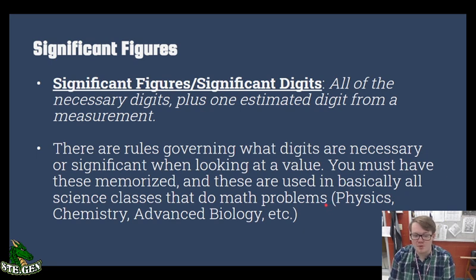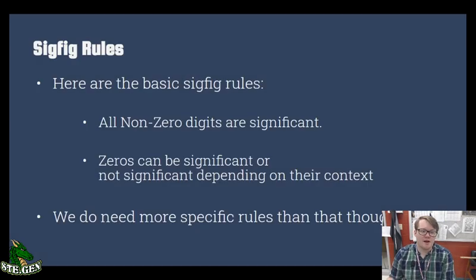You have to have these memorized, and these are used in basically every science class where you'll eventually do math problems. So physics, chemistry, advanced biology classes, all of them will eventually get to the point where you will need sig figs. And if you take any classes with me in the future, you are going to have to use sig figs. So how do they work?